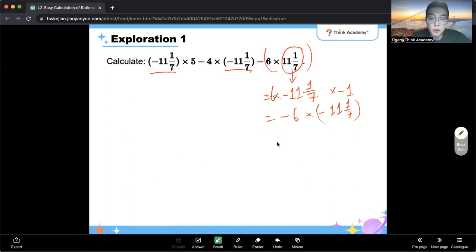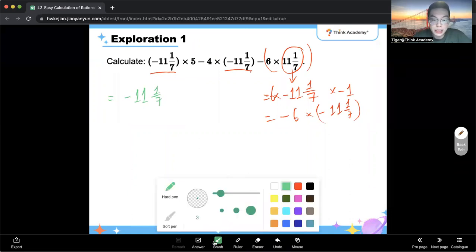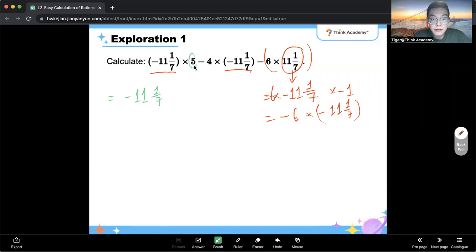So the sign is really important. And then we can extract the whole thing, minus 11 and a seventh. Yeah, that's right. You can turn 6 negative, of course. And then that's the first step. The second step is to write down every number that is remaining: 5, take away 4, take away minus 6, and put them in brackets. 5, take away 4, take away minus 6.